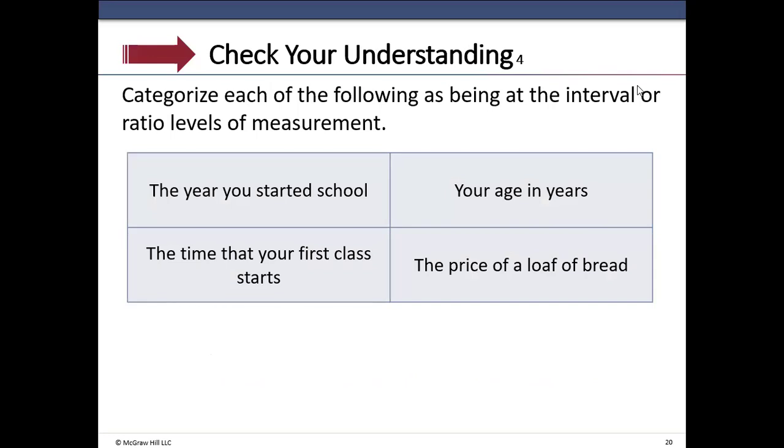Check your understanding, categorize each of the following as being at interval or ratio level of measurement. The year you started school is, of course, interval level of measurement. You cannot take ratio of years. Your age in years, however, is ratio because if you're 14, another person is 28, the other person is twice as much as the first person.